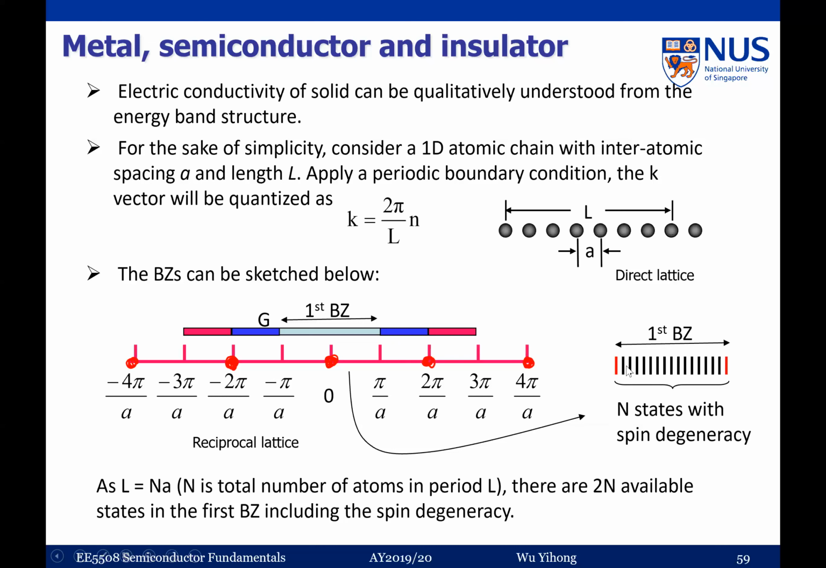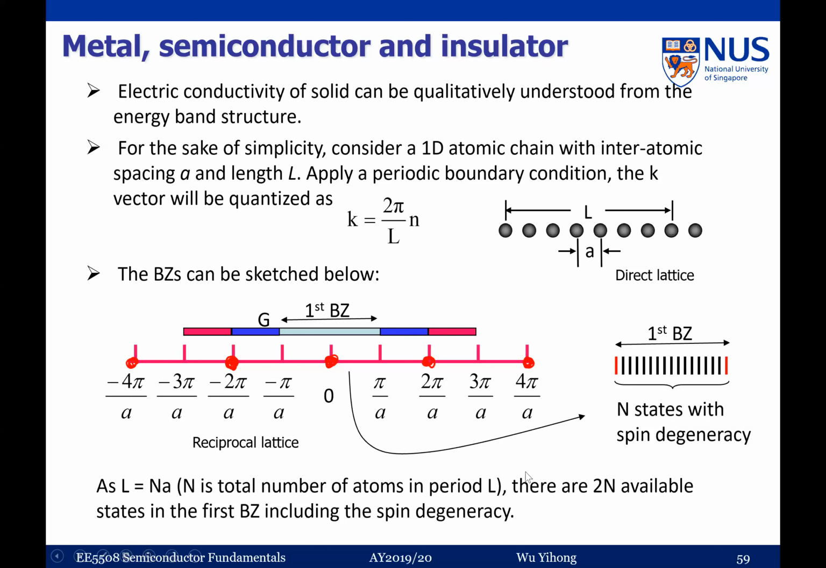And so the first Brillouin zone will be quantized into n states of different k values. That's because we choose this kind of periodicity, right? You can choose a different value anyway, it's arbitrary, okay? So now you can see that you have n k states. And then each k state can accommodate 2 electrons with opposite spin, right?